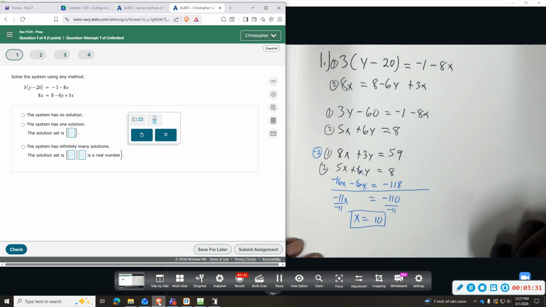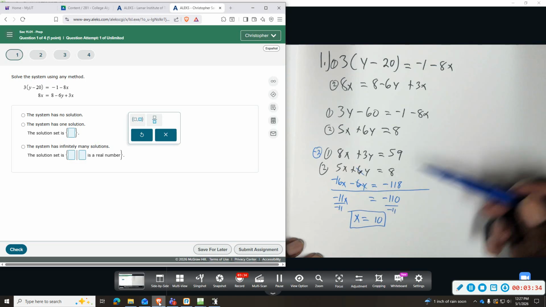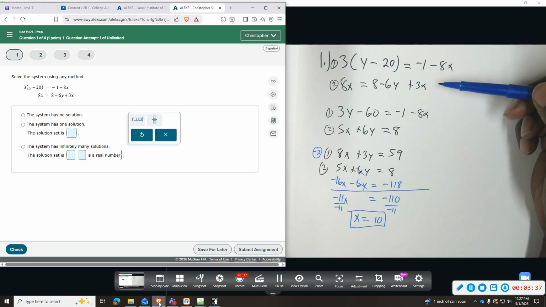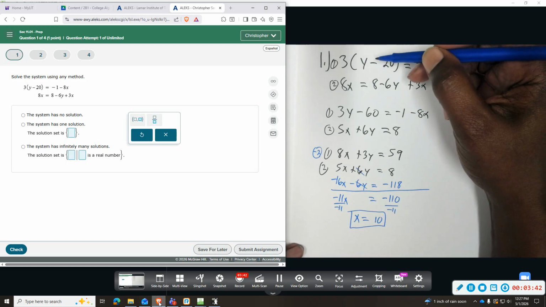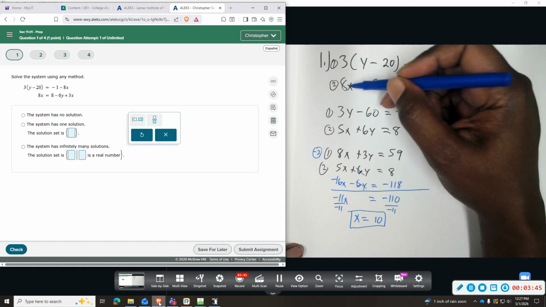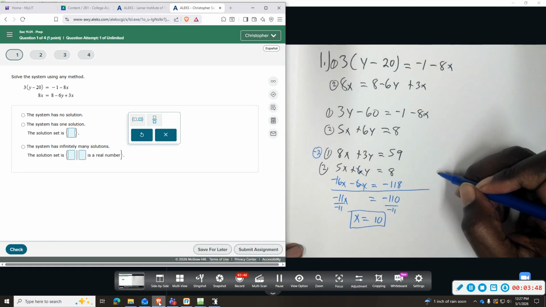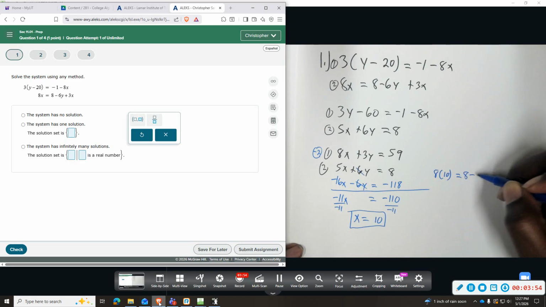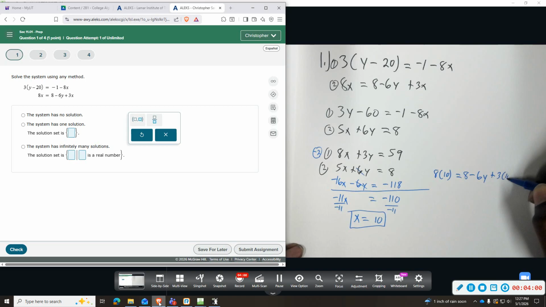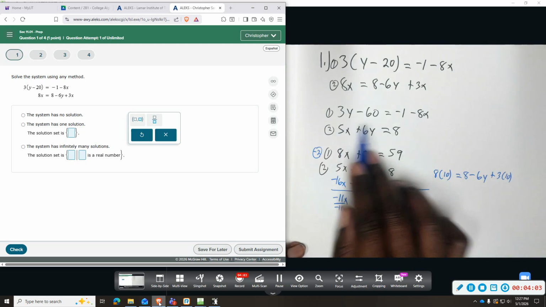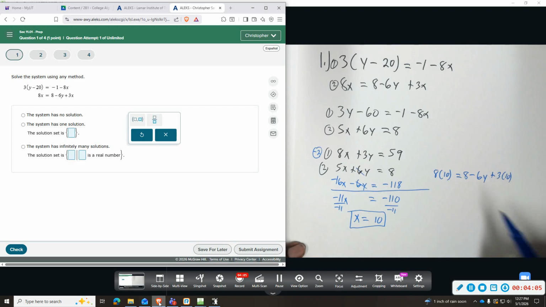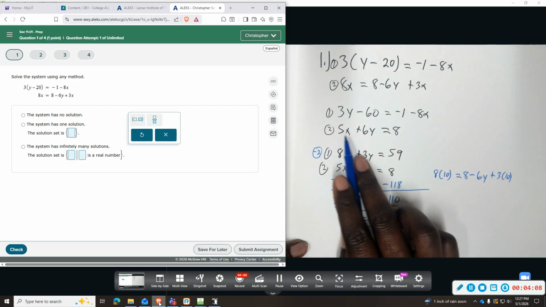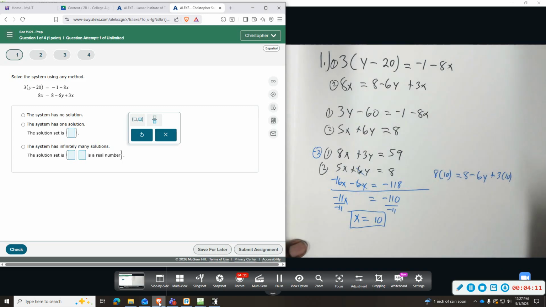Once we have x, we can plug it in to y in either of the original equations. It doesn't really matter. Let's go ahead and do this one. We'll do it in equation 2. So we'll do 8 times 10 equals 8 minus 6y plus 3 times 10. I could do it in this form. This will be better, but I just went to the original. Sometimes if you make a mistake, you'll get it wrong. So usually going to the original will work out better.